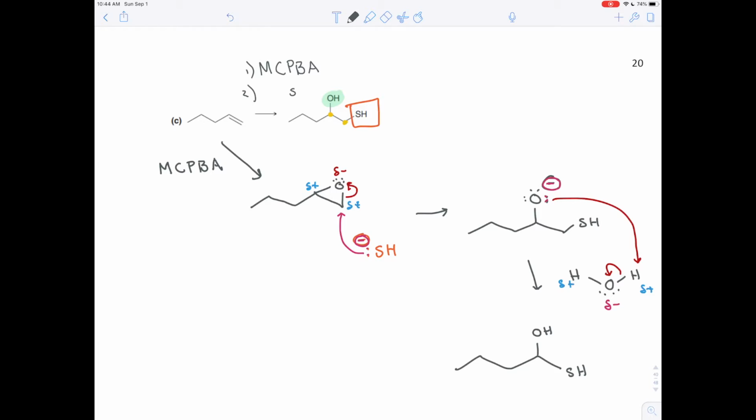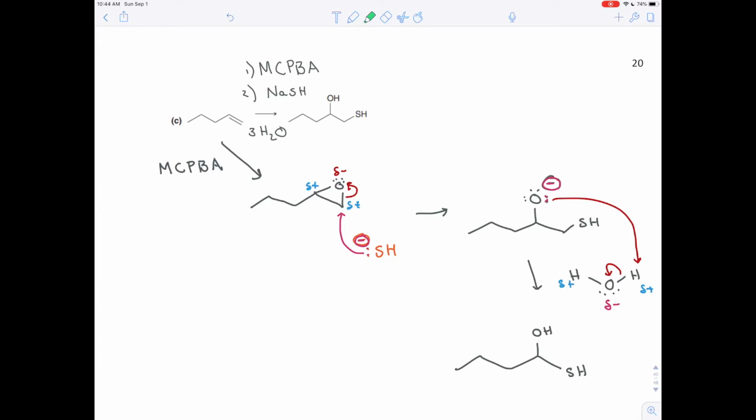Now, technically, you could just write SH with a minus charge. Usually, though, the way that's written is with a counter ion, so something like sodium. And because that's a metal, it gives its electrons away, and we get our sulfur with the full negative charge there. Now that almost got us to the end. We just had to add that extra hydrogen onto the oxygen there, and we did that by adding water.